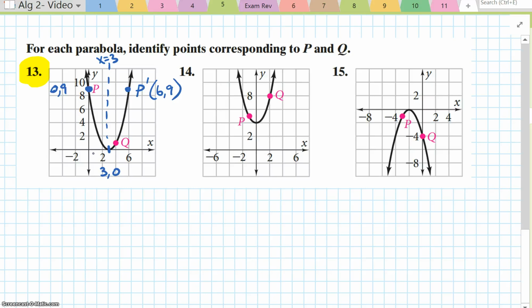All right, Q has a value of 1, 2, 3, 4, 4, comma 1. So it is 1 unit away from the axis of symmetry, so 2 units away from its corresponding point, Q prime. So again, P prime was 6, comma 9. Q prime would be 2 units away, so it would be 2, comma 1. Okay? All right, that is it for 5.1 review.